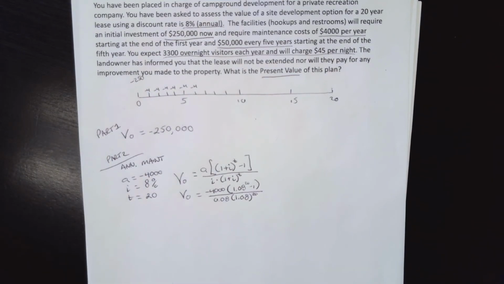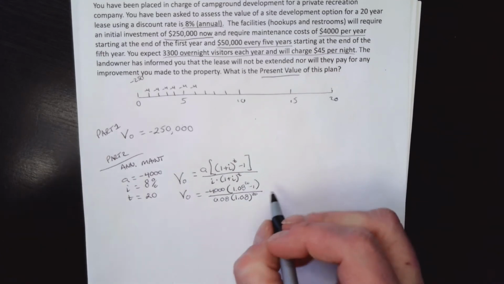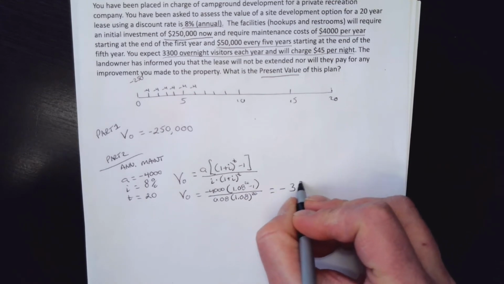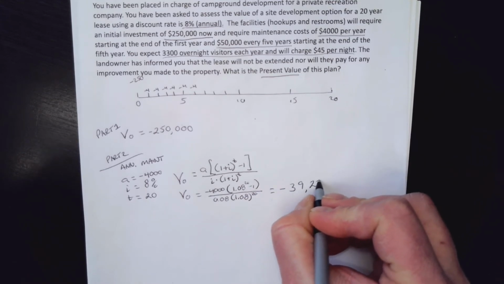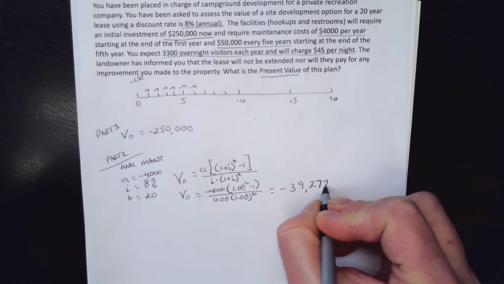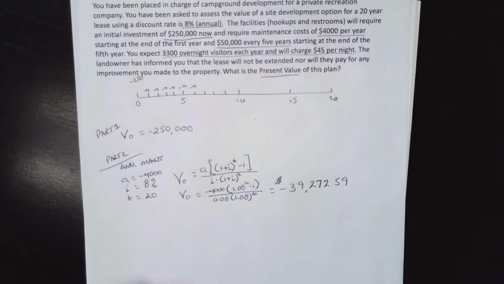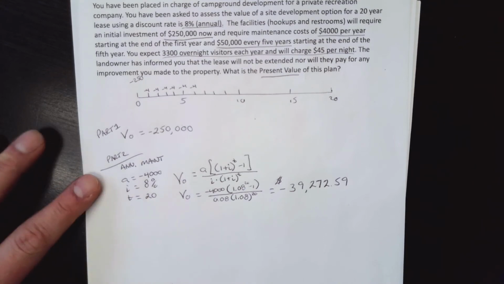So what you may want to do is pause it at different points, pause it here, and see if you can get this right so that you know you're matching what I'm getting. Okay, what am I getting? I'm getting minus 39,272.59. So that's my annual maintenance.